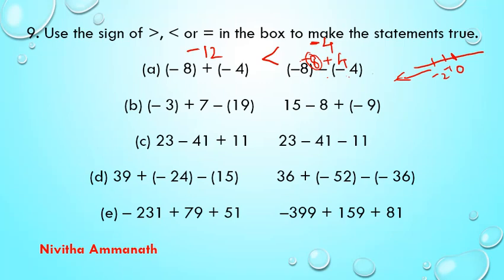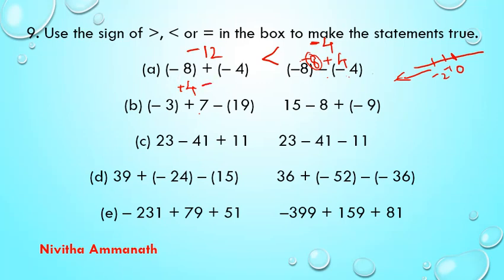Next, minus 3 plus 7 minus 19. Minus 3 plus 7. How to write? Here it is a negative integer and a positive integer. So you have to find the difference. 7 minus 3 is 4. Which is the largest number? 7. So you have to put the sign of that, plus 4.